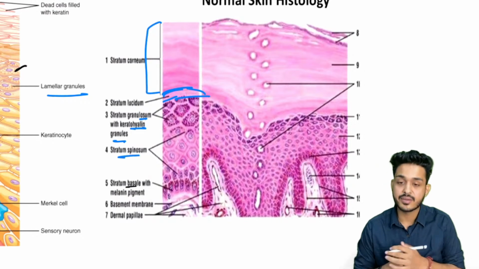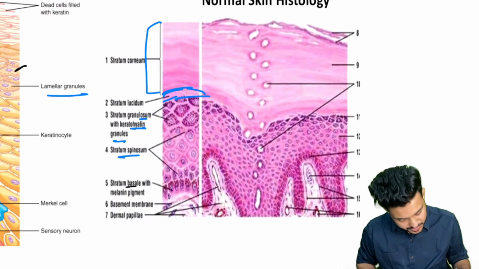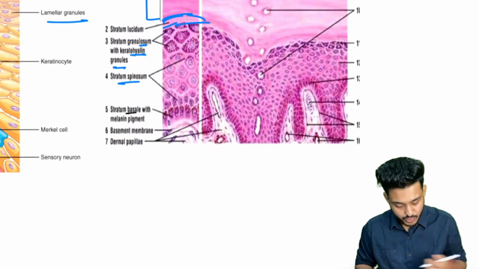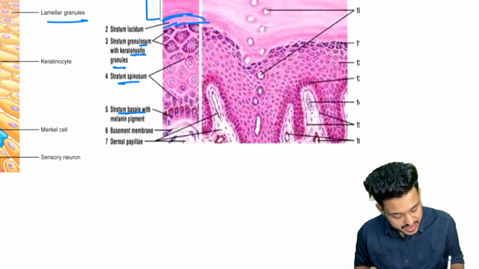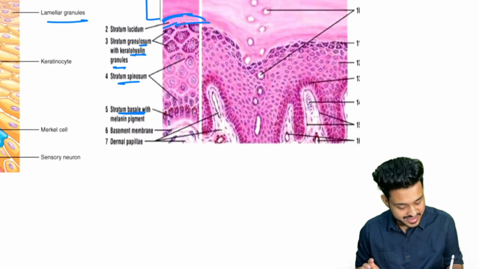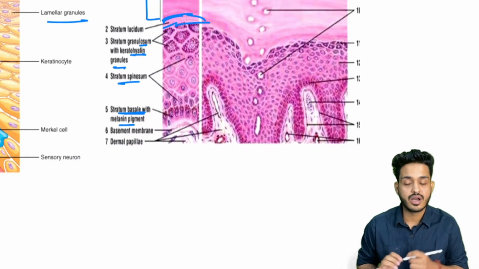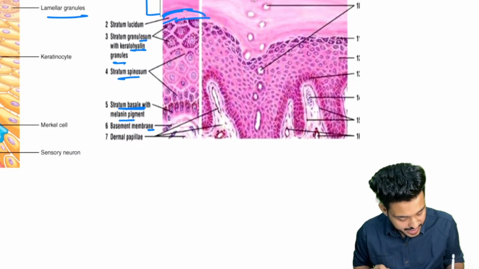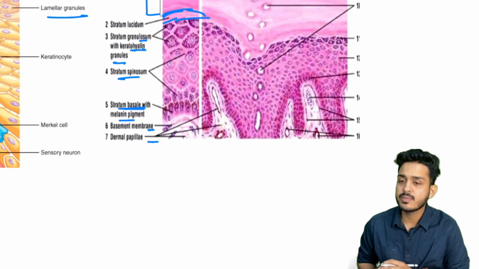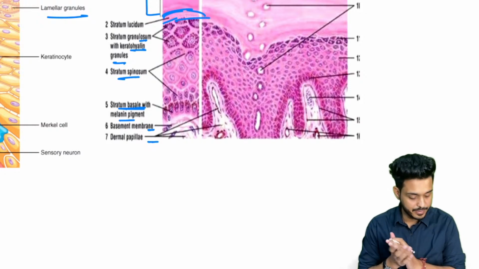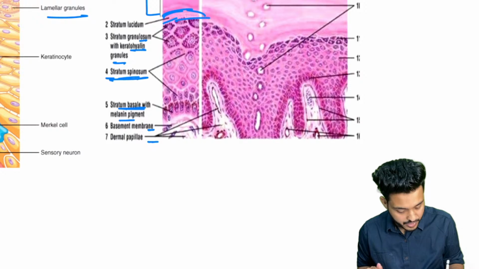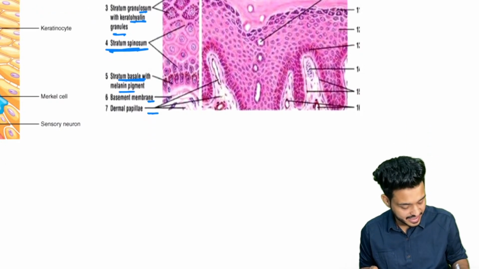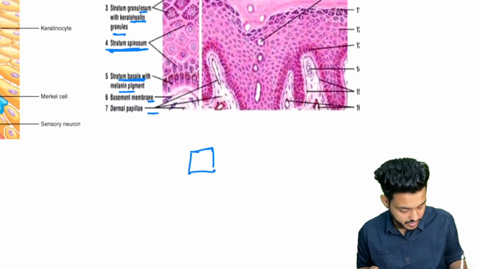Next one is your stratum spinosum. Why was spinosum called spinosum? There must be some spines, right? I will tell you what the spines are. And the last one is your stratum basal. We have already discussed there will be melanin synthesis. This one is your basement membrane, and the last one is your dermal papilla. I will be telling you what dermal papilla is. Two things we need to remember over here. First, what is stratum spinosum? Why is stratum spinosum called stratum spinosum?